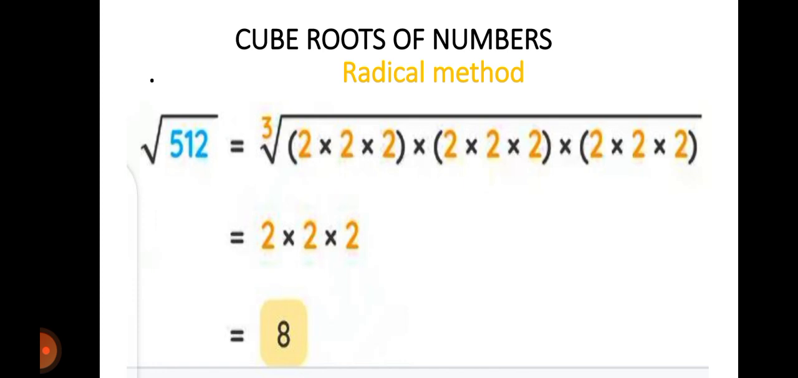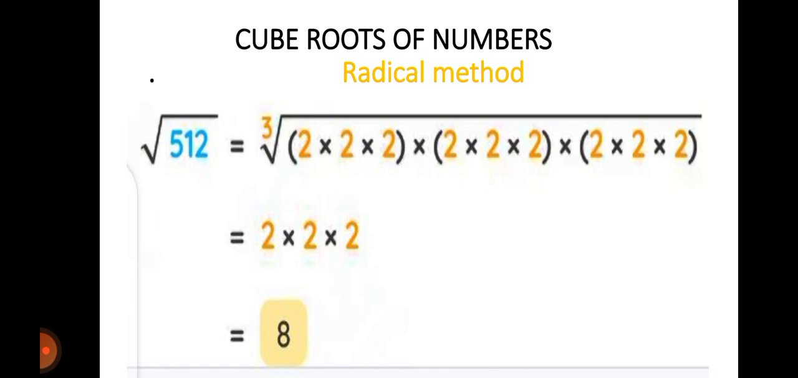We have different methods of looking for cube root of numbers. We have the radical method and we have the prime factorization method. First of all, let's start with the radical method. In this radical method, there's a common number that can divide other numbers without any remainder. Example, 512: 2 can divide 512 exactly without any remainder 9 times. 9 of those 2s will go.